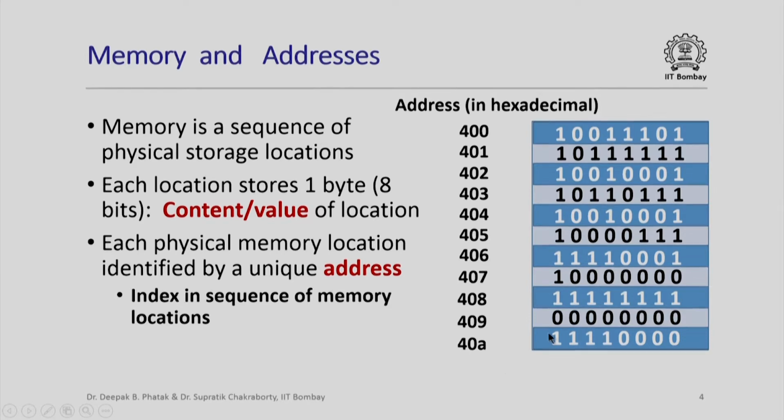So for example, this memory location has the address 40A in hexadecimal. Usually in C++, when we try to print out addresses, they get printed in hexadecimal. So therefore I am using hexadecimal to denote addresses of memory locations. And 11110000 is the content of this memory location. This is its address and these are the contents.